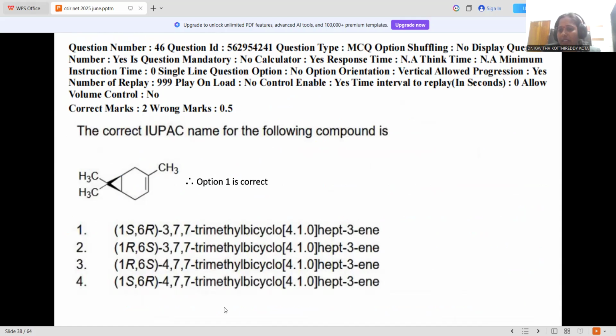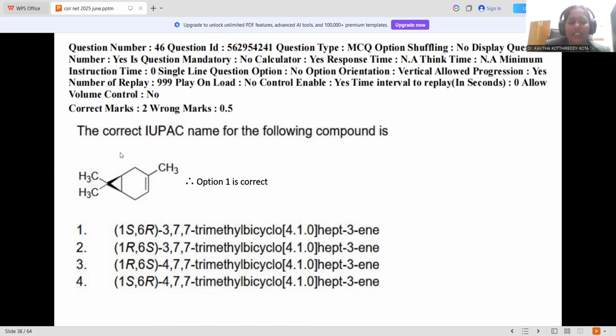Again, it is a part of organic chemistry. IUPAC nomenclature based question. IUPAC stands for International Union for Pure and Applied Chemistry. The correct IUPAC name for the following compound is required to be answered. Here is the 6-member ring system with the double bond. Here is the methyl functionality. Here is another 3-member ring. We can designate the compound as a bicyclic ring system. And here are the geminal dimethyl functionalities.